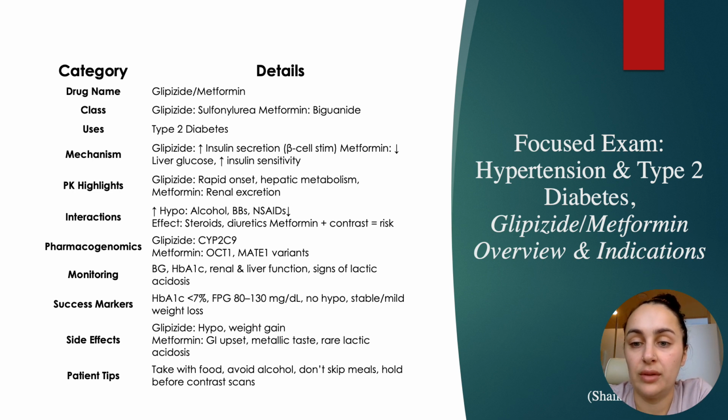The patient was prescribed a glipizide-metformin combination for diabetes management and lisinopril hydrochlorothiazide for blood pressure and weight management. Glipizide-metformin is a combination oral medication used to manage type 2 diabetes when single-agent therapy is inadequate. Glipizide, a sulfonylurea, increases insulin secretion from pancreatic beta cells, while metformin reduces hepatic glucose production and improves insulin sensitivity.